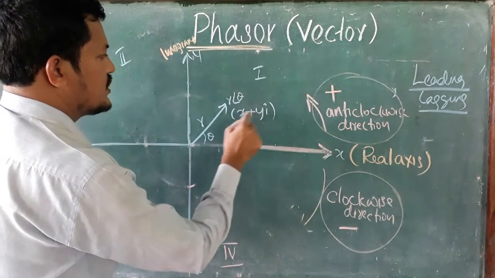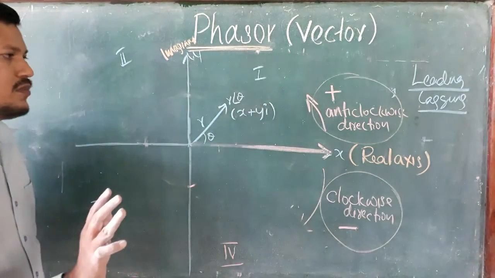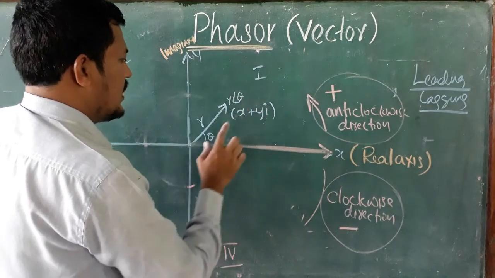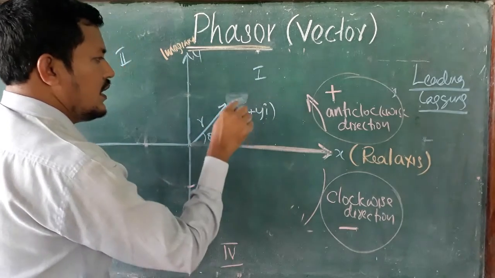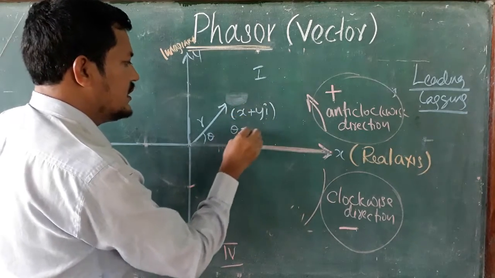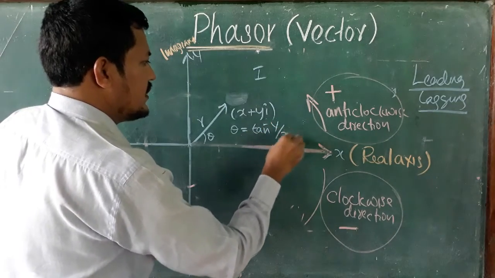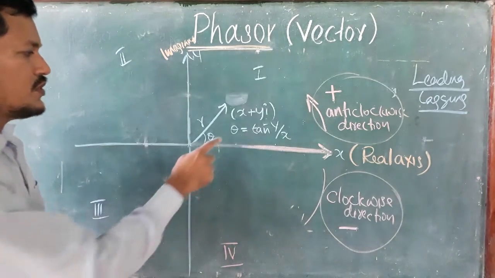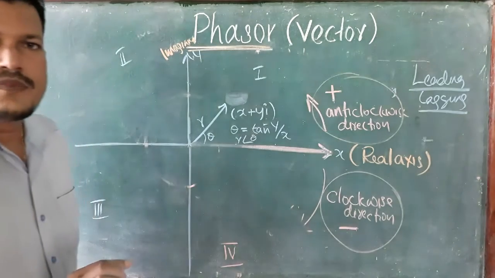Here both are positive, x also positive, y also positive. So there is no problem. Clear? The angle is also positive. Suppose we know only the rectangular format, then we convert theta equal to tan inverse of imaginary part by real part. Here both are positive, so we will get a positive angle. So we can just write r at an angle theta, positive value. Clear?